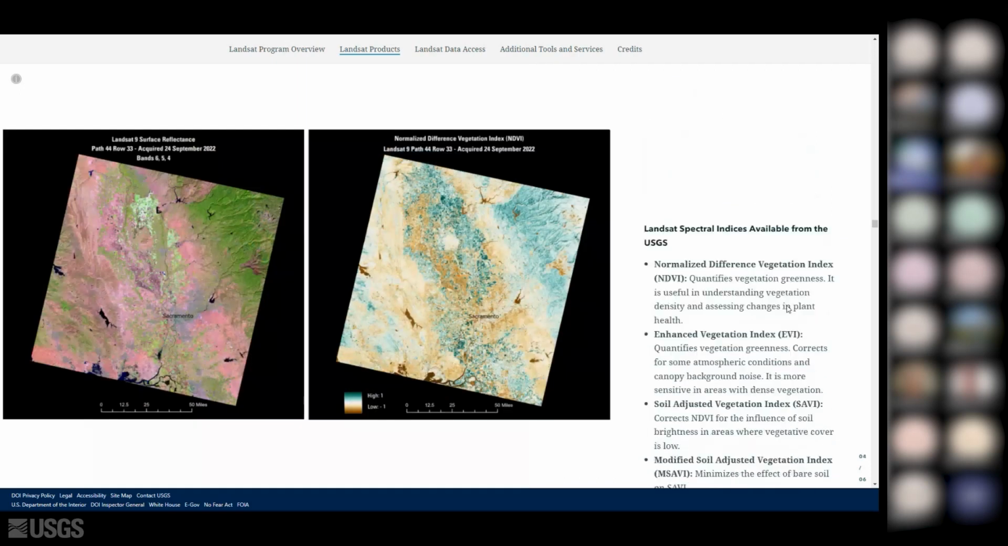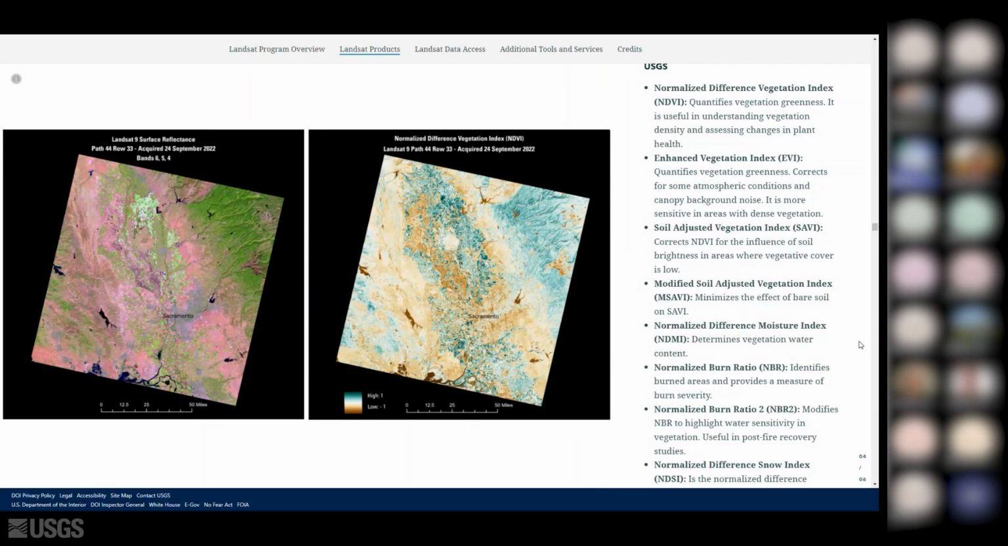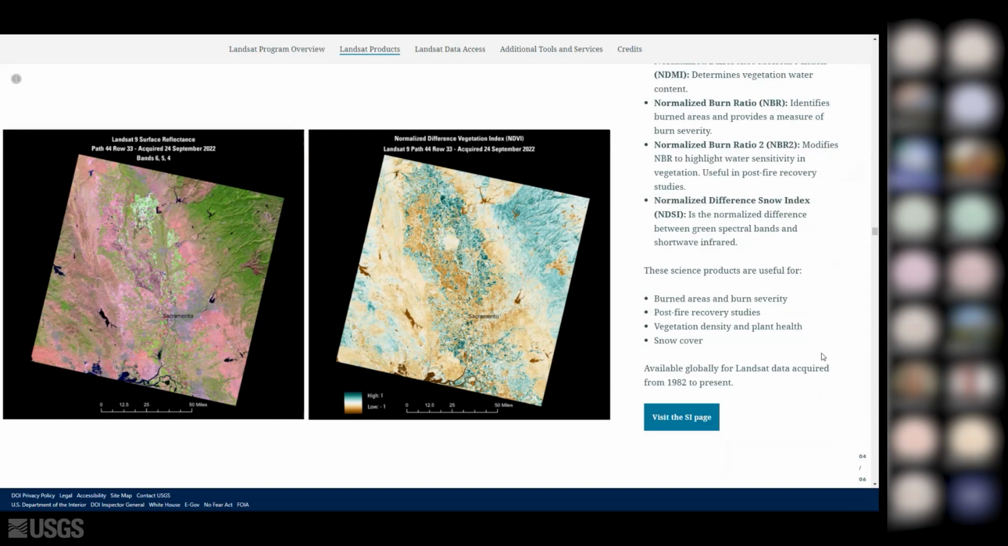And here is a list of the indices that we offer. They cover vegetation health, burned area, and snow cover. All products are available globally from 1982 to the present. These products can be really useful, again, for looking at burned areas, burn severity, post-fire recovery studies, vegetation density and plant health, and snow cover.